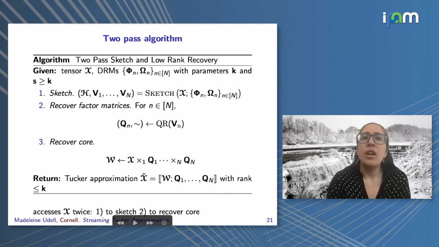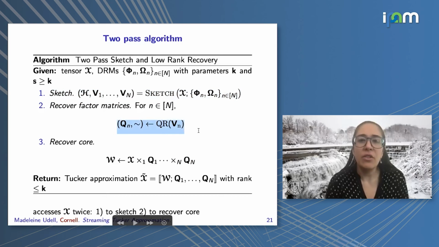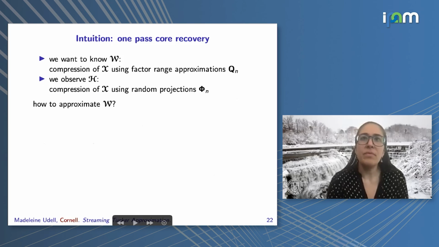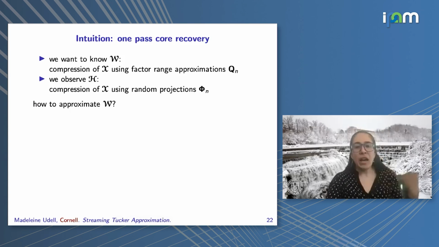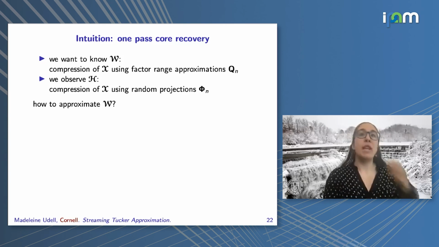Great, so I'm not going to say too much about it. But it accesses the tensor twice: once to form the sketch, and then once to recover the core. Because after I've formed the sketch and recovered the ranges of each factor matrix, I have to contract those with X to form my core. So how do I get away from this? How do I get to a one-pass approximation? The main idea is I have to figure out how I can approximate the core using just a sketch. So here is the main idea.